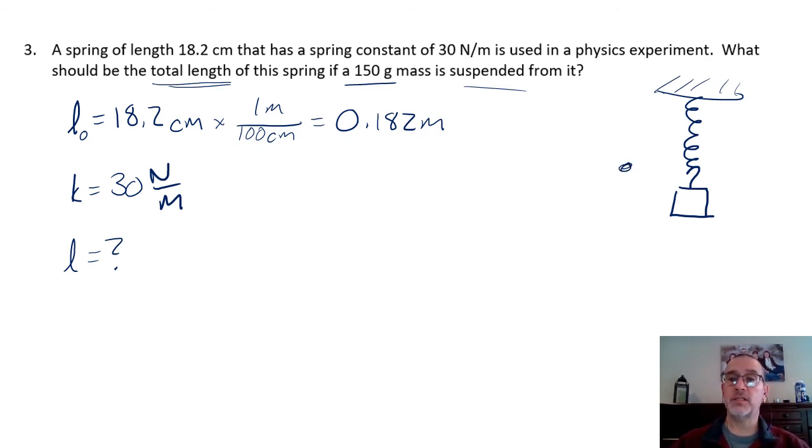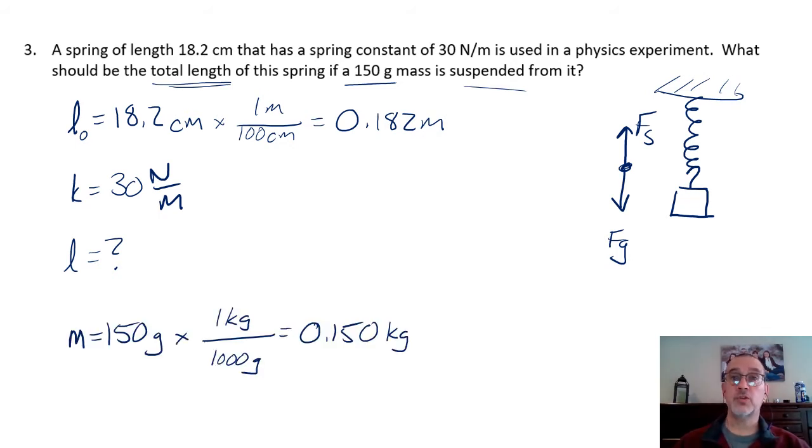And if we assume that this is the stretched spring, then what we have is a free body diagram with the force of gravity on the mass pulling down and the force of the spring pulling back. And if those are in equilibrium and the spring's at rest, those two are going to be equal. So it's going to be very useful to figure out the force of gravity on this 150 gram mass. First, we should convert the mass that's in grams into kilograms because we want to get to newtons. So 150 grams times 1 kilogram over 1,000 grams gives me 0.150 kilograms.